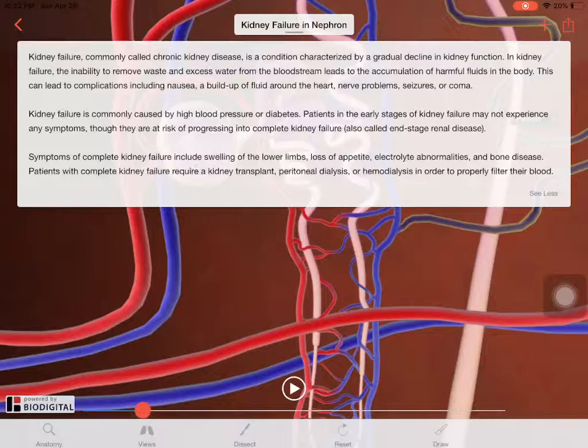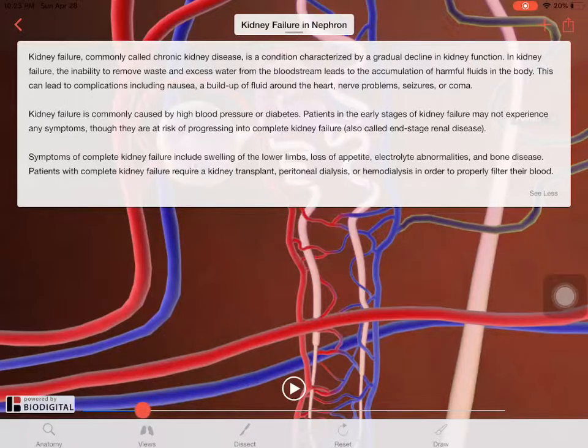Kidney failure is commonly caused by high blood pressure or diabetes. Patients in the early stages of kidney failure may not experience any symptoms, though they are at risk of progressing to complete kidney failure, also called end-stage renal disease. The symptoms of complete kidney failure include swelling of the lower limbs, loss of appetite, electrolyte imbalance, and bone disease due to decreased calcium concentration in the plasma.